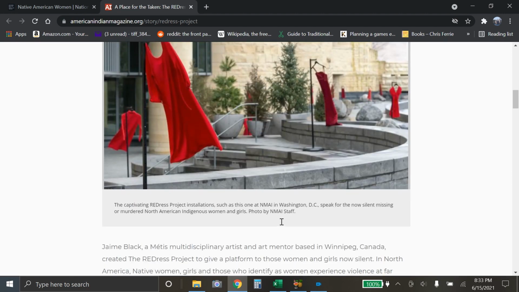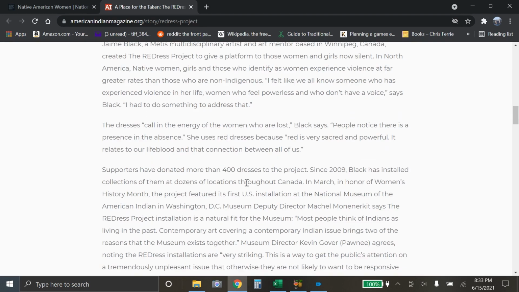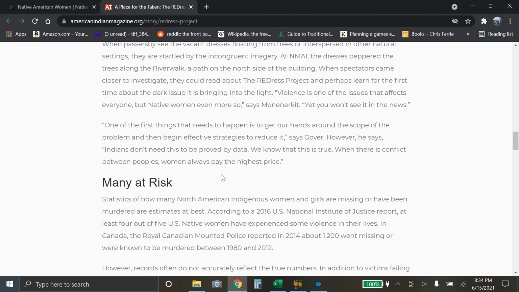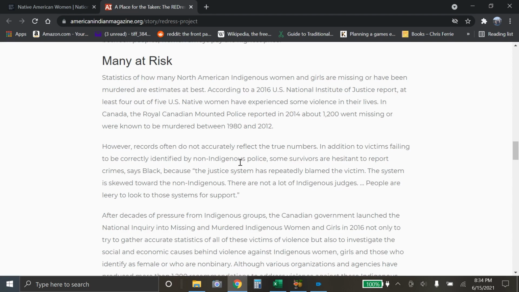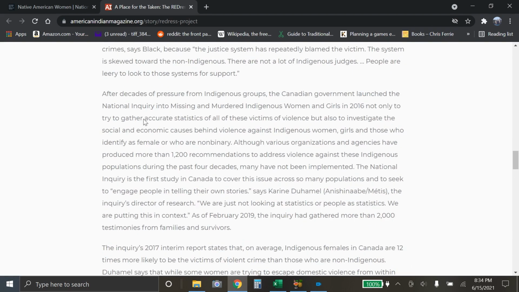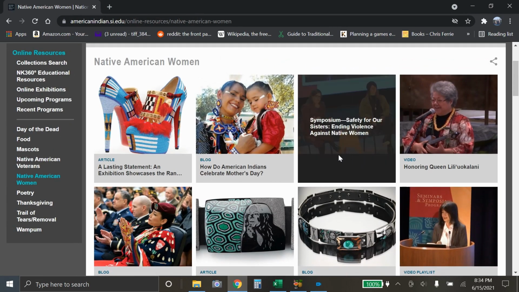I know there was an exhibition similar to this at my college campus during my undergrad program. So this talks about what this is, and essentially they're honoring the disappearances and murders of Native women, both on their reservations and possibly outside. So this is the Canadian. Basically, they're being murdered, so they're going missing. So that's what this is. There's a couple different articles on that. So this is very, very interesting. There's a lot of information to digest here.